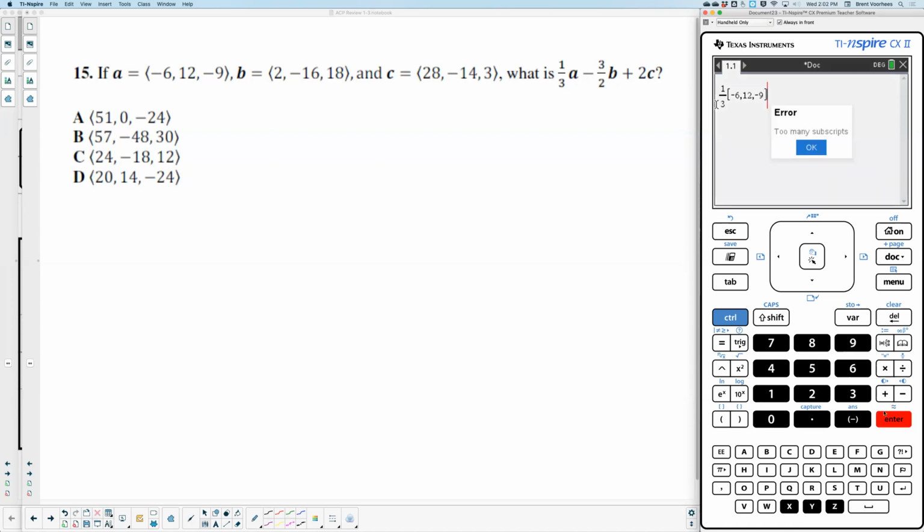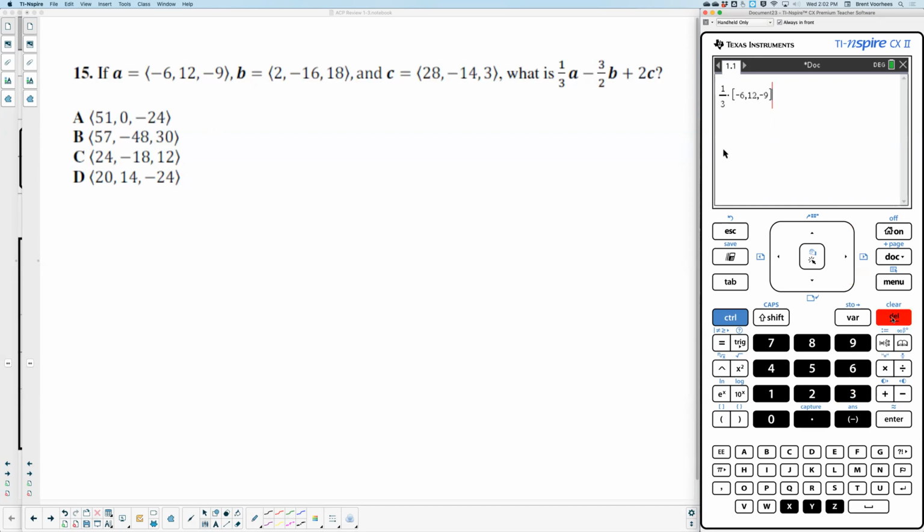Now, if I press enter right now, it won't work. It says error, too many subscripts. The problem is the 1/3 right here, for whatever reason, the calculator doesn't know what it's supposed to do with the 1/3 and this vector. What is supposed to happen with this 1/3 and the vector? It's supposed to distribute, which is a way of saying it's supposed to be multiplied. As long as you hit the multiply, it'll work. So we're going to take 1/3, and I'm going to just type in the rest.